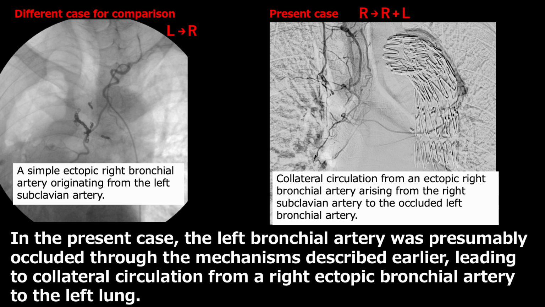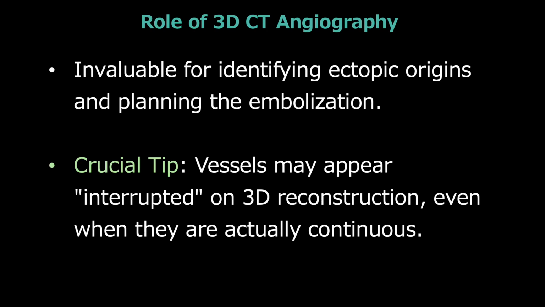On the left, a simple ectopic right bronchial artery originating from the left subclavian artery. And on the right, collateral circulation from an ectopic right bronchial artery arising from the right subclavian artery to the occluded left bronchial artery. In the present case, the left bronchial artery was presumably occluded through the mechanism described earlier, leading to collateral circulation from a right ectopic bronchial artery to the left lung. This slide shows the role of 3D CT angiography, invaluable for identifying ectopic origins and planning embolization.